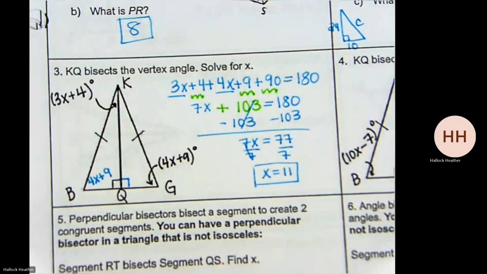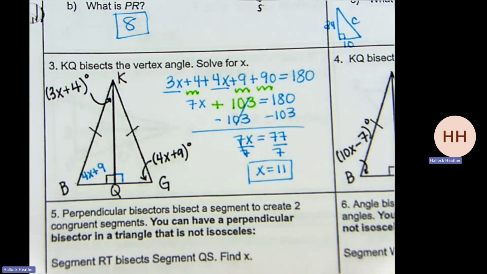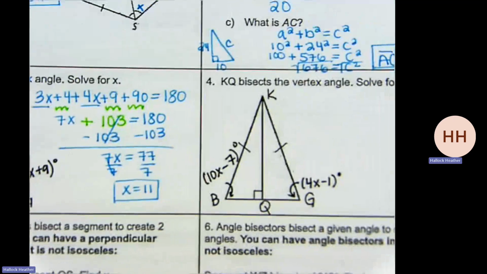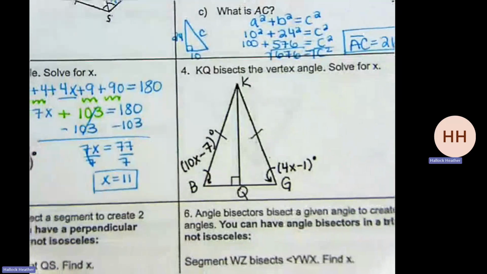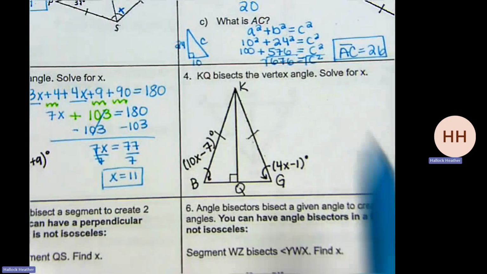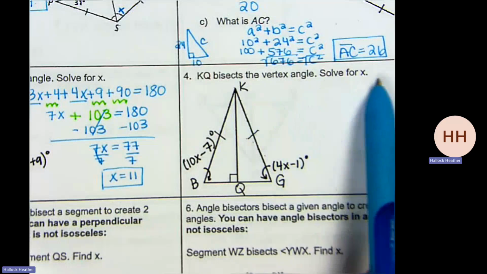How do we feel? So far, the problems that we've done have been adding to make 180. So let's change it up a little bit. So for number 4, it's the same thing. I have that little line in the middle. It's bisecting it. It says KQ. Oh, I'll zoom out just in case you're copying that one. But KQ bisects the vertex angle, solve for X.